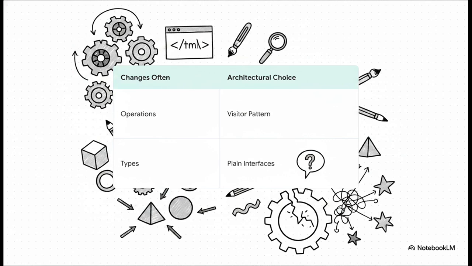However, if your system frequently introduces new data types but the operations stay mostly the same, the visitor pattern becomes a massive burden. Why? Because every single time you add a new type, you have to go back and update every single visitor interface and struct in your entire codebase. So always ask yourself, what changes more often in your domain?